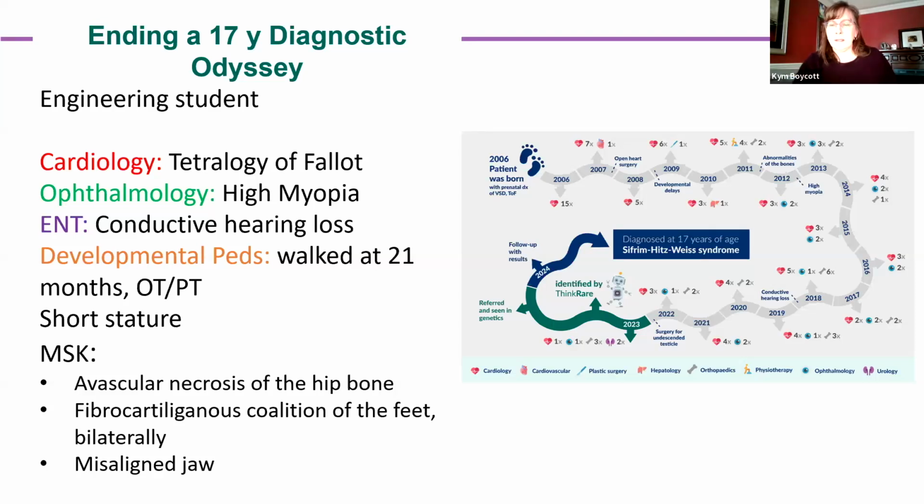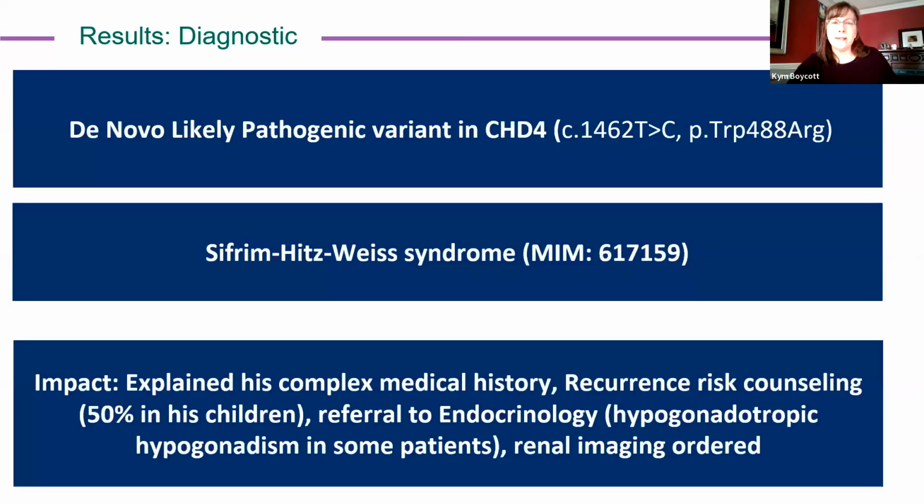And so again, he came in and was seen, and he had a de novo pathogenic variant in CHD4, which is associated with Sifrim-Hitz-Weiss syndrome. And this explained his history, but also was very important for him because of the 50% recurrence risk. As I said, he's an engineering student and he's going to plan a family one day, in all likelihood. And so this was important information for him to receive at this time.